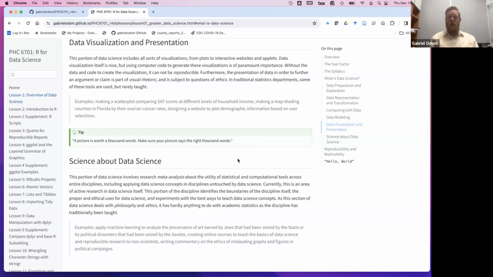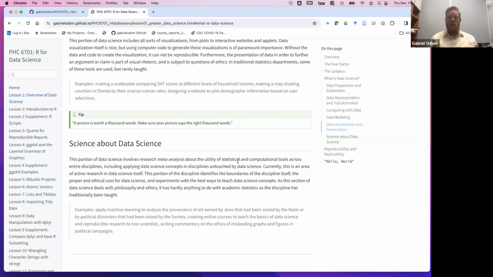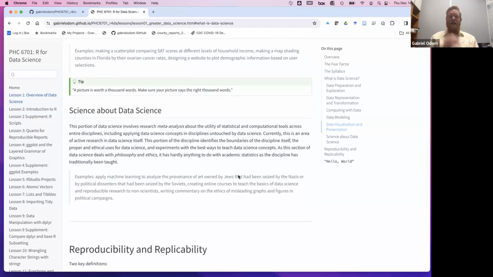And then finally, point number 6 of the components of data science is science about data science. We're not going to talk about this that much in this course, because this is an introduction, as I said earlier, to the introduction to data science. This is not a course about the meta of data science. So we're not going to be learning about how to teach data science or stuff like that.